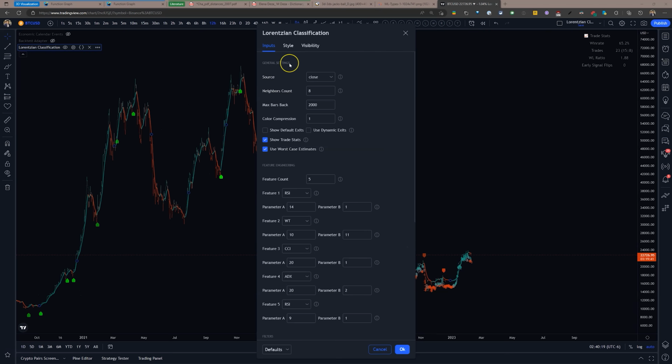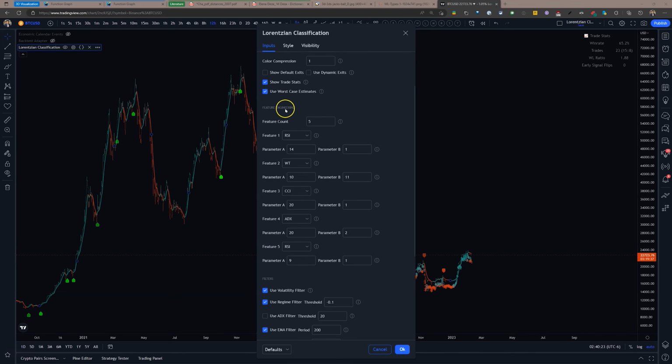There are the general settings, which correspond to the settings that govern the entire indicator, and the feature engineering section, where you can really get into the fine tuning of different features that you're using for your model. You could adjust the feature count itself by this toggle right here. Sometimes this can be surprisingly useful.